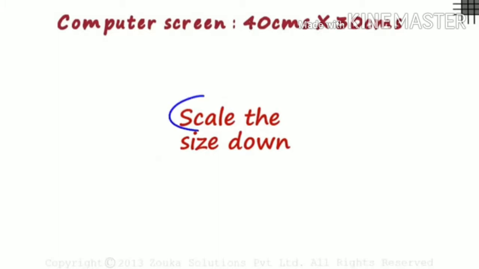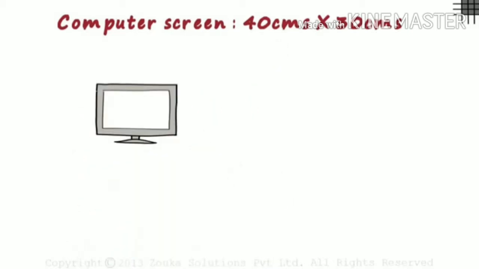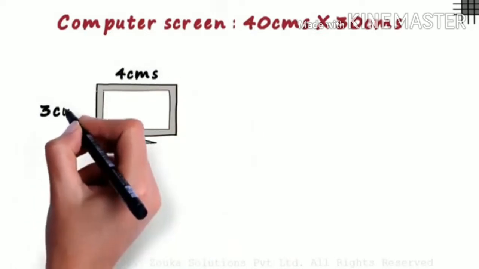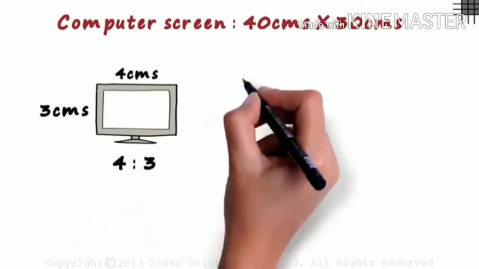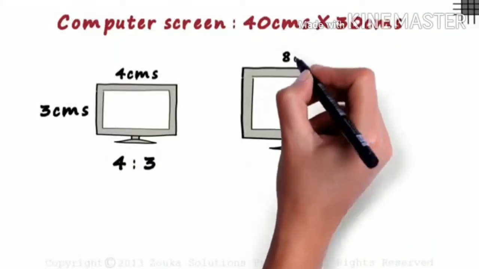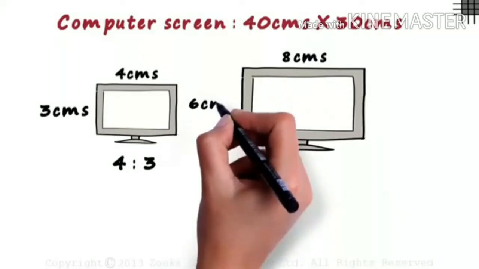So what you do is scale the size down. This term is very important. You scale the size down. It means you draw a smaller figure which is similar to the earlier one. You may draw a small screen like this, with length 4 centimeters and width 3 centimeters. This will fit into your notebook. Here, the ratio of the length to the breadth is 4 is to 3. If you had a bigger book, you would have maybe scaled it down to 8 centimeters by 6 centimeters.